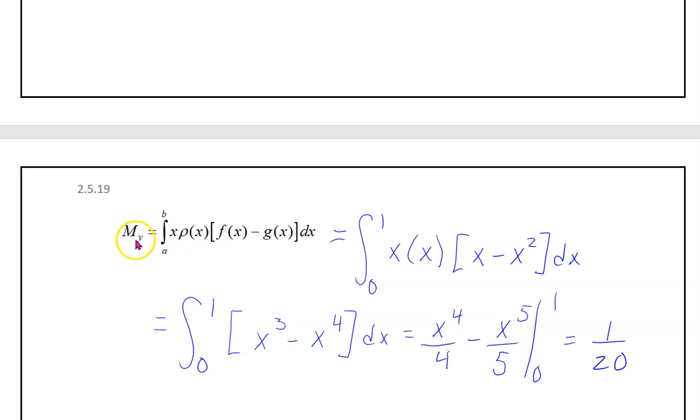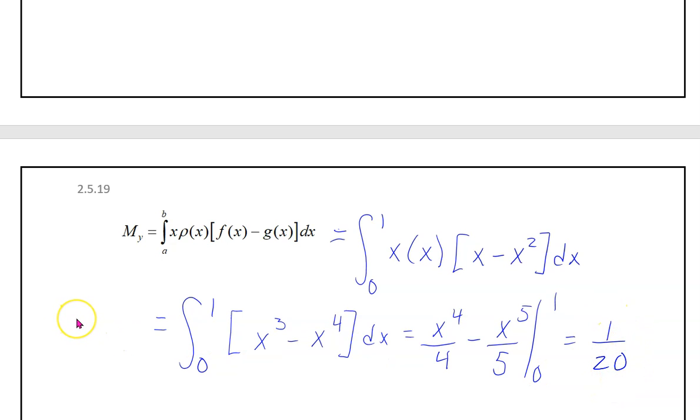Let's now look at the moment in the y direction, which is given by x times rho of x times the difference in the two curves. This x is not the density function rho of x, but is an additional x in the formula. That gives us x times x, or x squared, multiplied by the difference in the two curves. When you perform the integration, you should come up with 1/20.